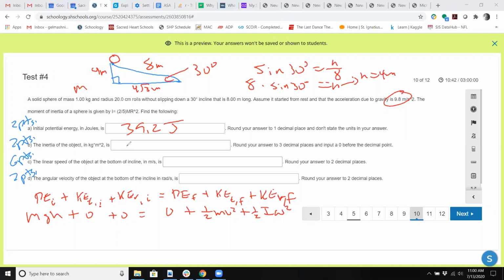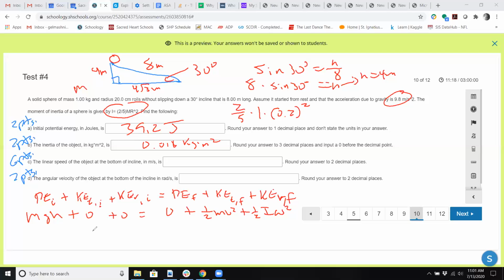Then to get the inertia, well, we have the formula, I, I just want the inertia. So you're going to do 2/5 times the mass, which is 1, times the radius, which is 0.2, mind you, not 20, because I asked for the meters. So 0.4 times 0.2 squared, and it's 0.016. By doing this, this will help us figure out the answer for part C.